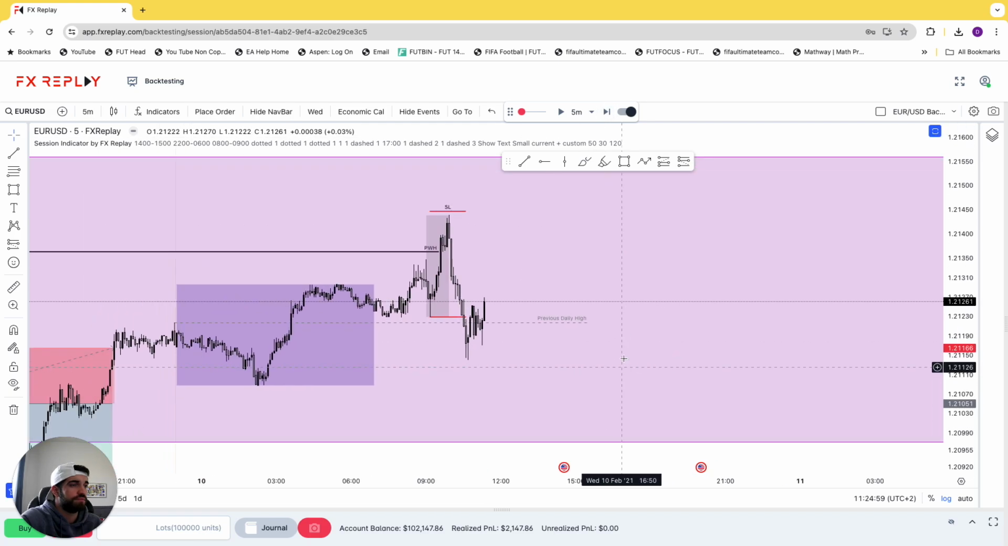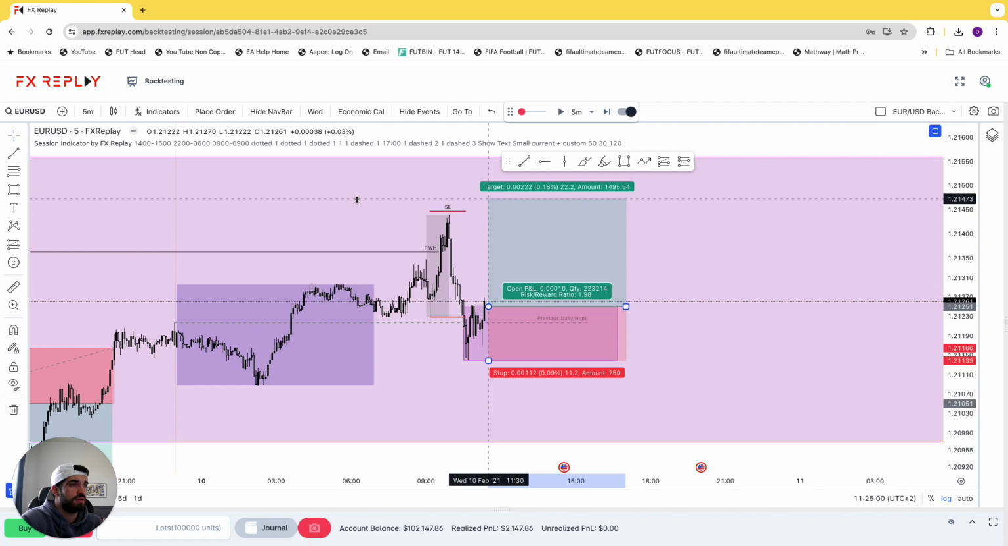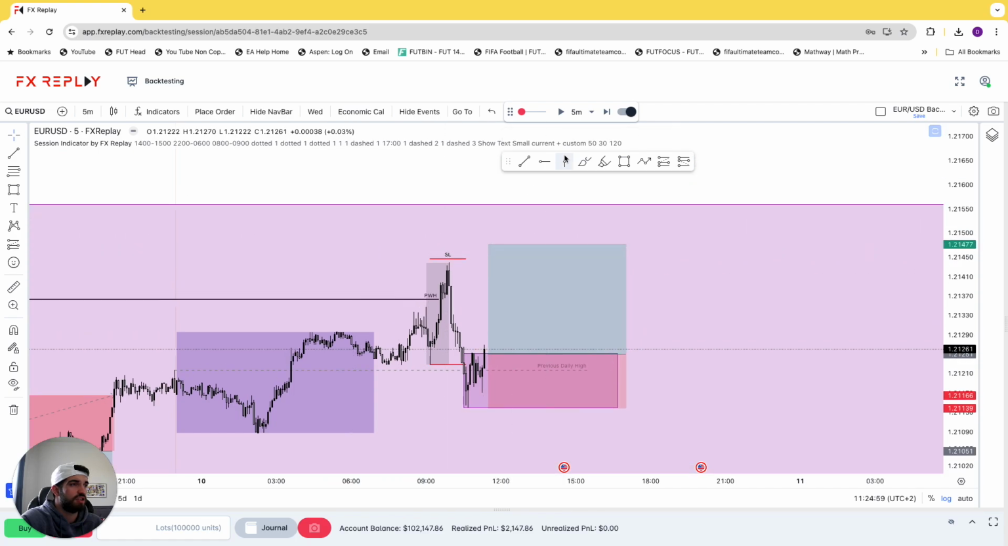Perfect. Here's where I would long it from. And again, this is in confluence with yesterday's high. So here's the limit. And I would be setting it, it's not always going to come right to here. We want our 1 to 2.